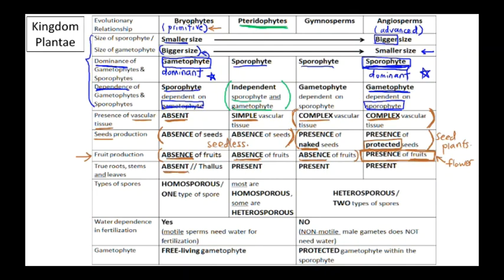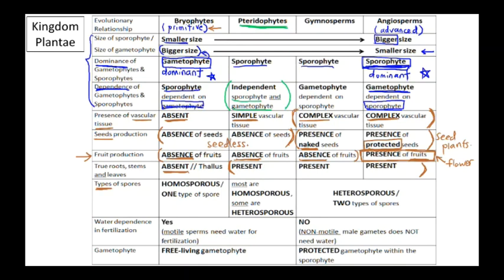Bryophytes, because they are very less developed, very primitive, do not have true roots, stems, and leaves. It looks like they have similar structures, but they are not true roots, stems, and leaves. Starting from the Pteridophytes, Gymnosperms, and Angiosperms, they have the true roots, stems, and leaves.